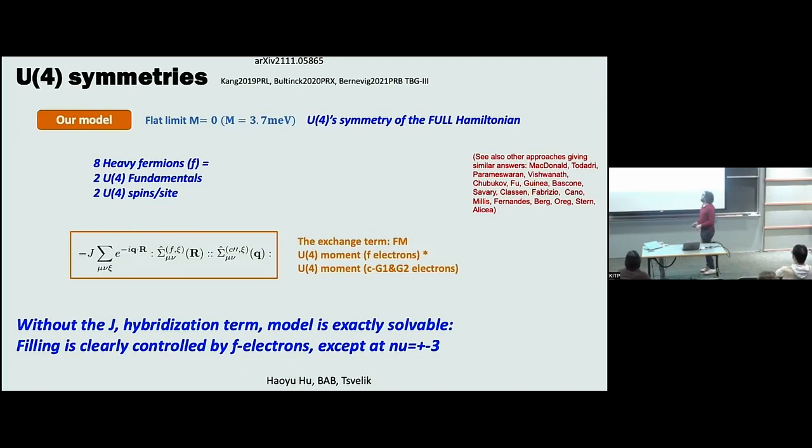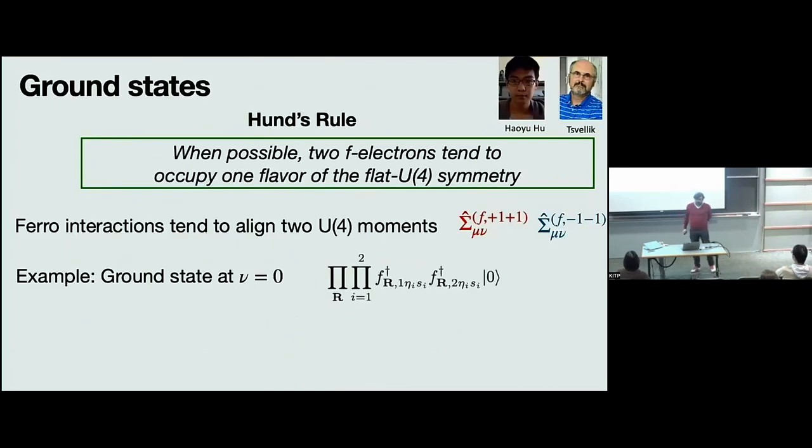Now, I wanted to point out that similar results are obtained by other methods, and a small part of the authors that have obtained them are listed here. Now, as I said, the filling is at integer. It's basically filling the F electrons because you want to minimize their Hubbard U. But you can ask, how do you fill them?